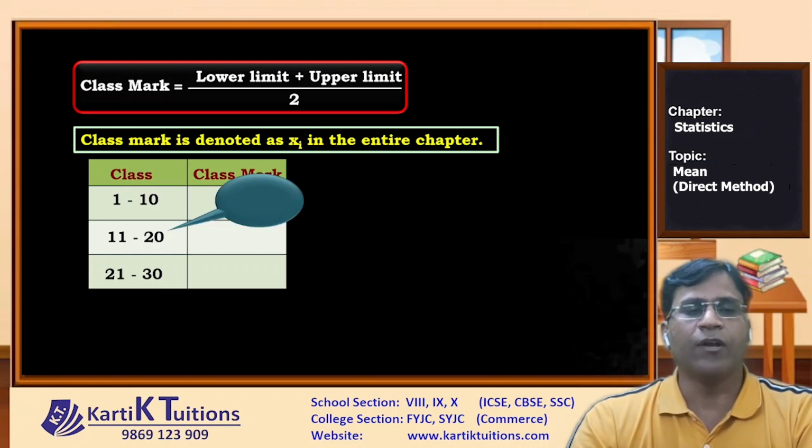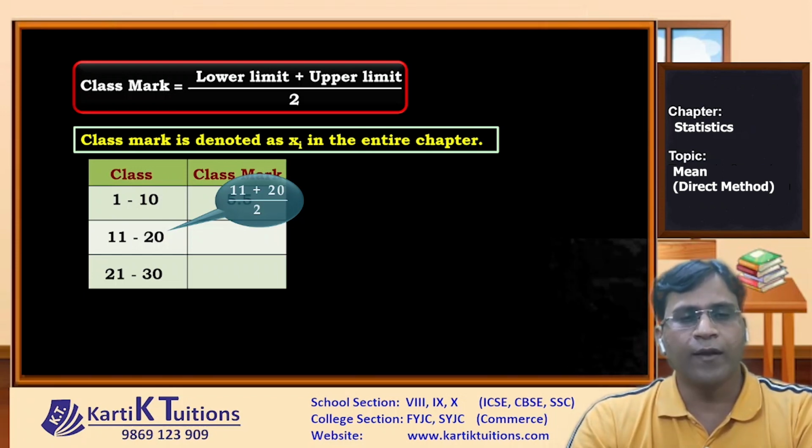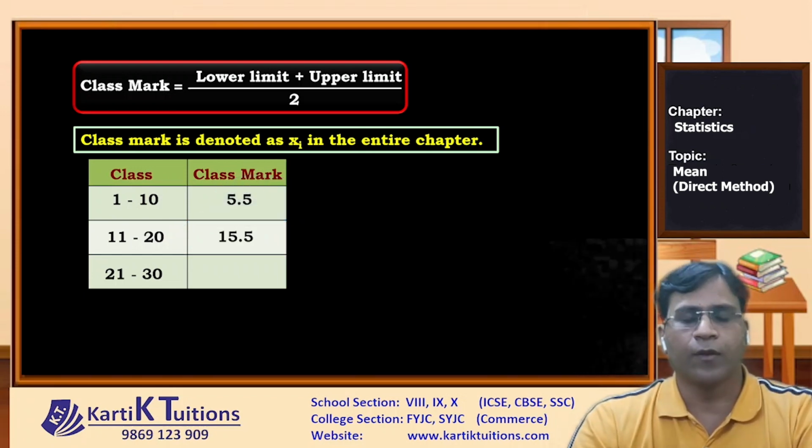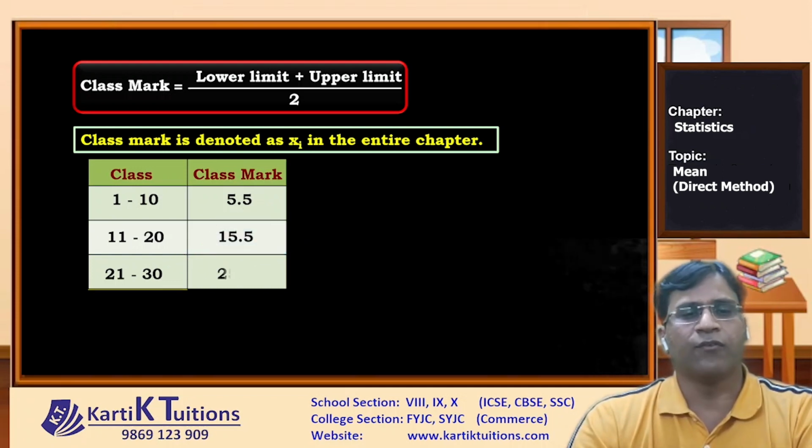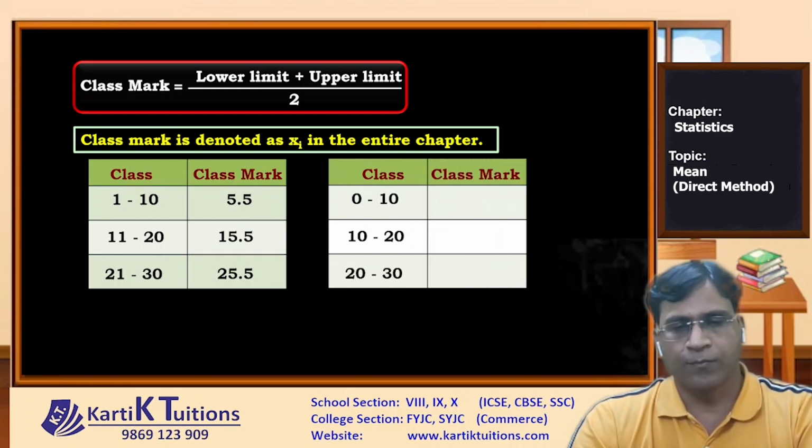Same way, 11 plus 20 upon 2, so that is 31 upon 2. When you divide it, you'll get 15.5. For 21 to 30, 21 plus 30 upon 2 will give us 25.5. So we have got the class marks.